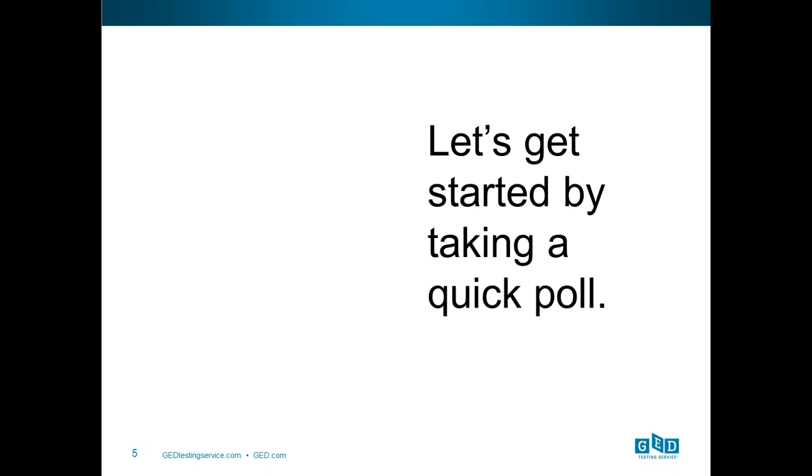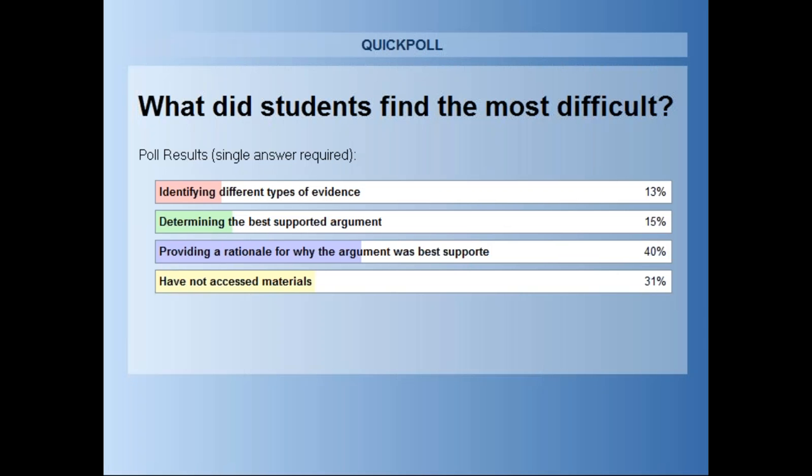So we'll close that poll and share the results. And you can see that that's sitting at 40%. And Bonnie, don't you agree? I can find the argument, I decide that one's best supported, but I don't know how to put those pieces together.